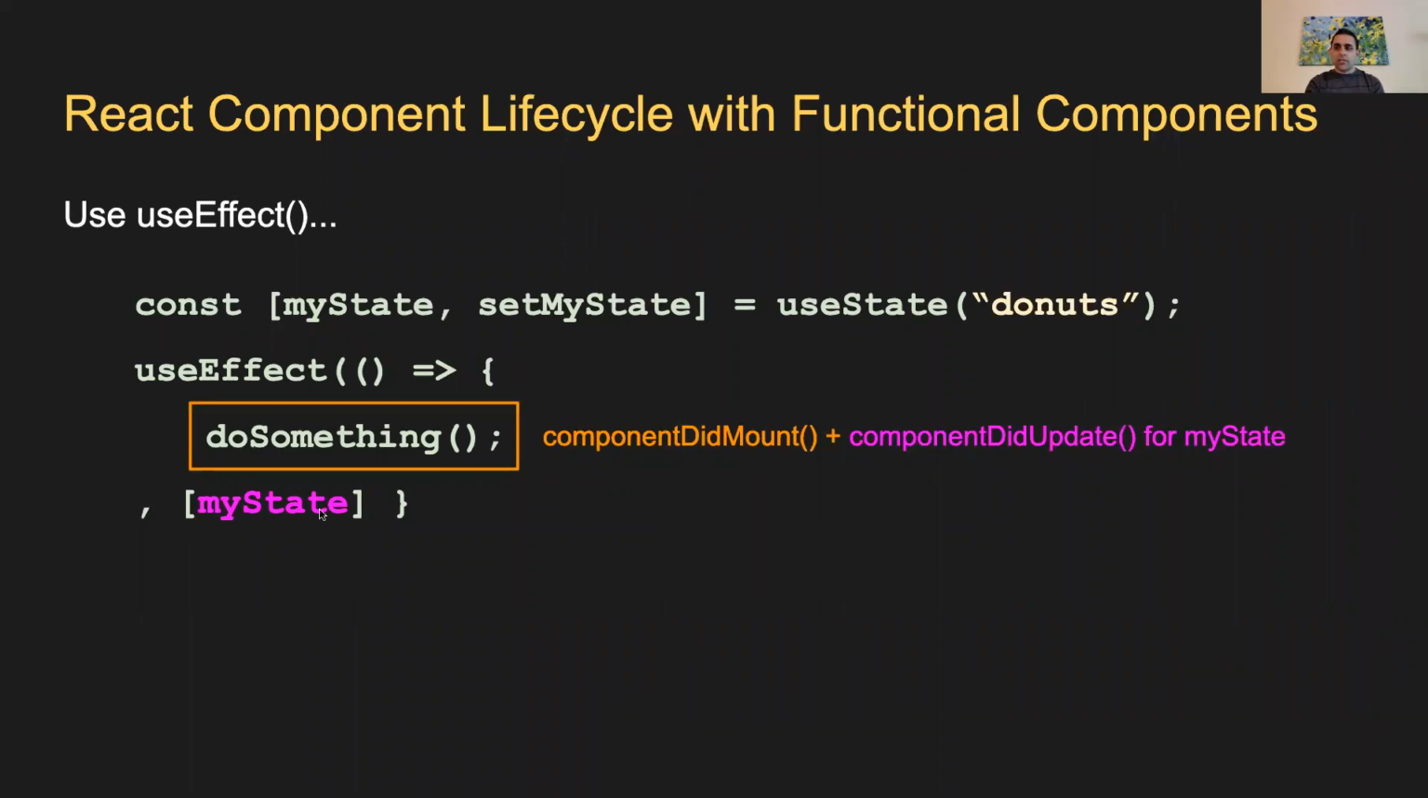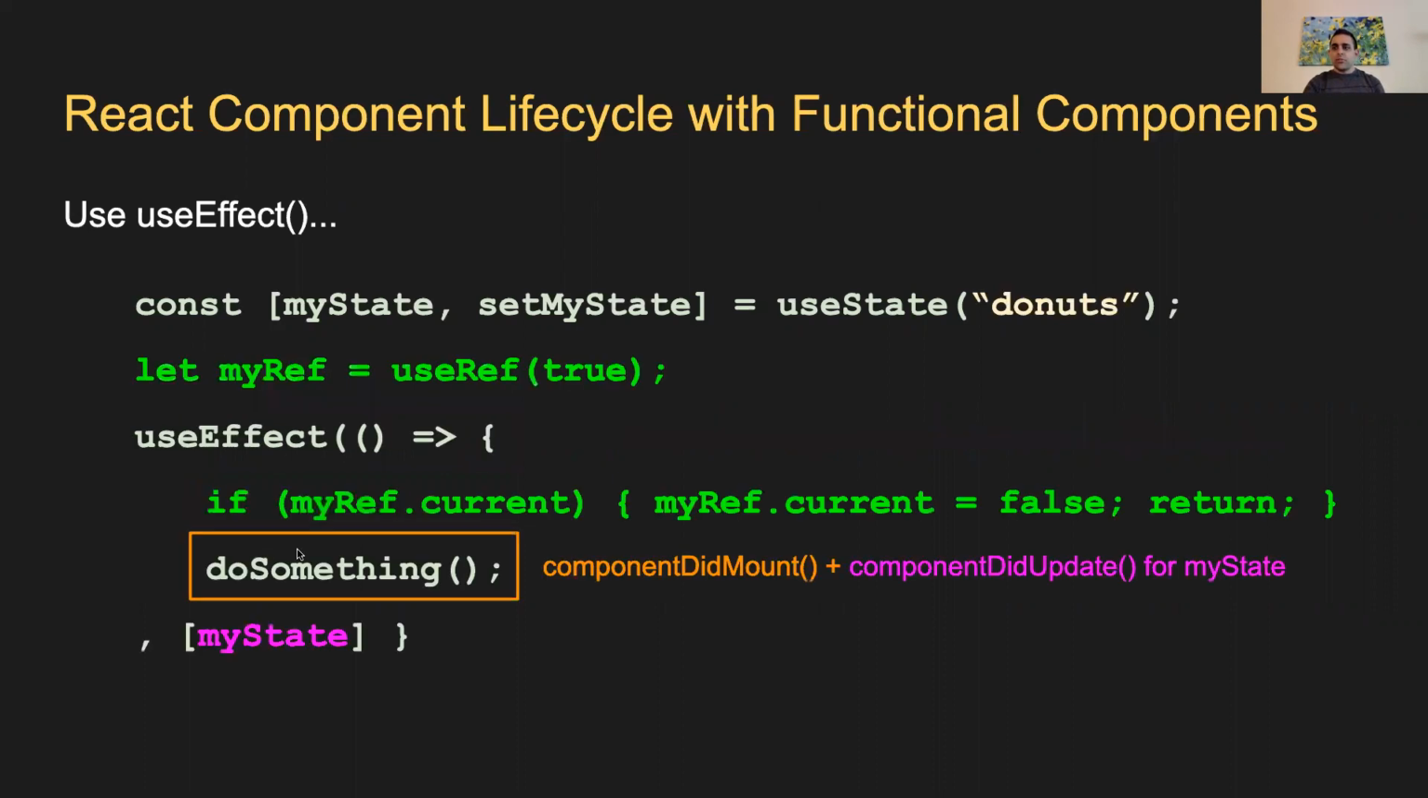So I have my state value specified here. It still gets called on component did mount, or when the component gets rendered, and for any future state updates. The question is, how do you prevent this component did mount from calling your useEffect the first time your application renders? That's where it gets a little confusing.